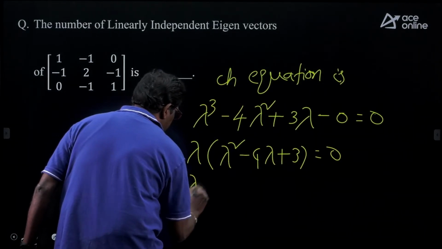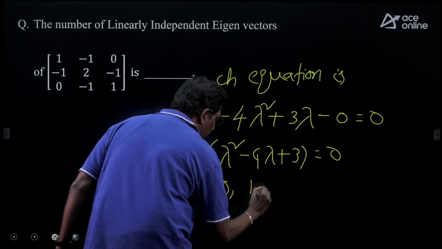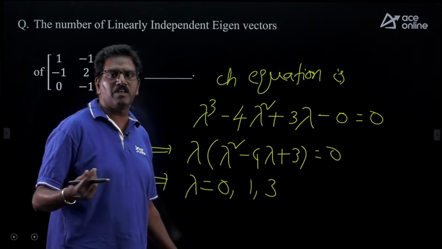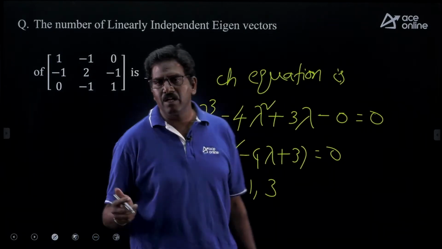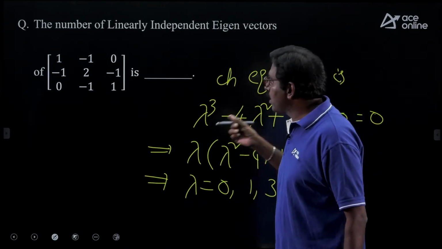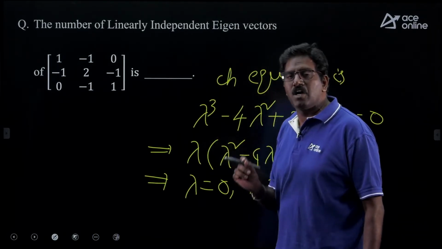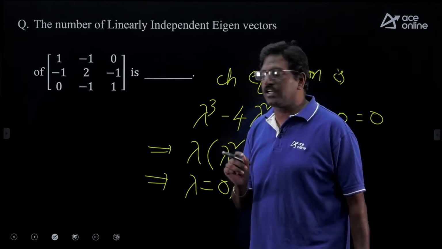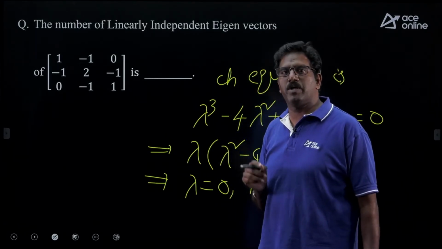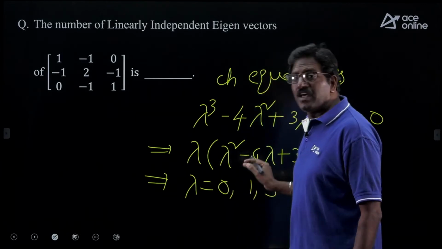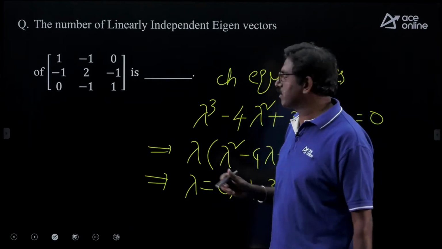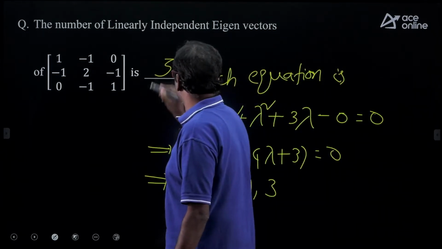So what are the eigenvalues? 0, 1, 3. If you solve it, 0, 1, 3. These 3 eigenvalues. Very clear. All the 3 eigenvalues are distinct. If all the eigenvalues are distinct, how many distinct eigenvalues are there? That number of linearly independent eigenvectors exist. Since 3 distinct eigenvalues are available, how many linearly independent eigenvectors exist? 3. 3 is the answer.